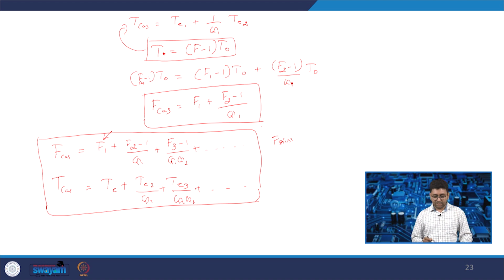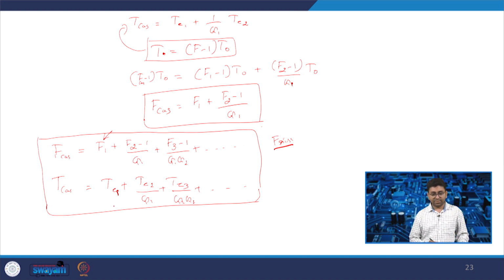So, finally we come to the equation F cascade, which is equal to F1 plus (F2 minus 1) by G1, and if we go further, this is F1 plus (F2 minus 1) by G1, plus (F3 minus 1) by G1 G2. So, this is called the Friis formula of noise figure for a cascaded system.